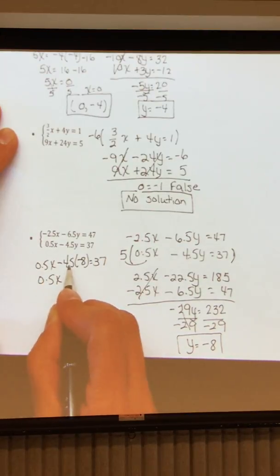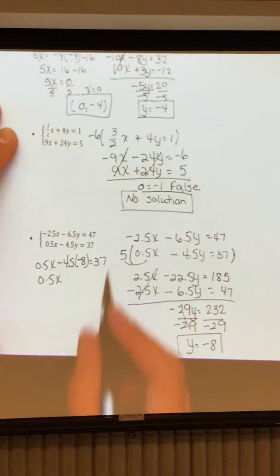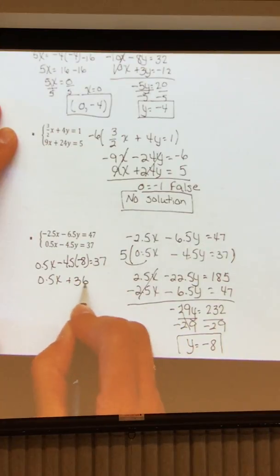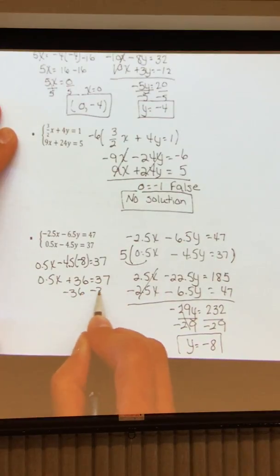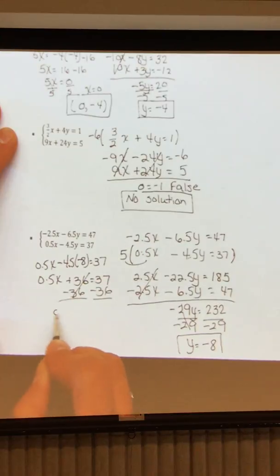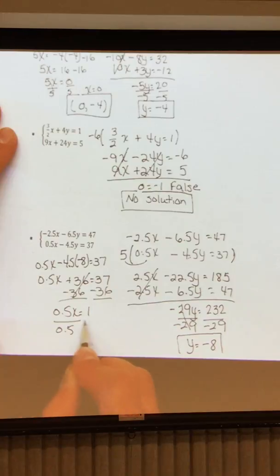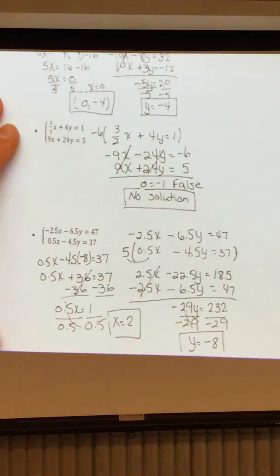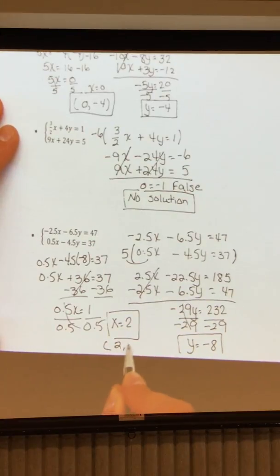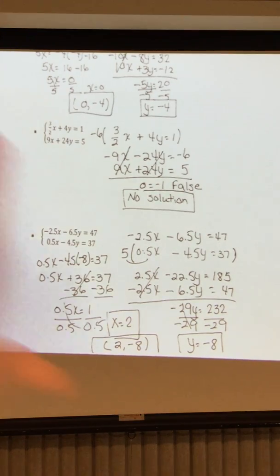0.5x, again 4.5 times negative 8 is 36, equals 37. Combining like terms, let's subtract 36 from both sides. We have 0.5x is equal to 1. Divide by 0.5. x is equal to 2. 1 divided by 0.5 is 2. Therefore, our solution is 2 and negative 8, and that is our point of intersection.